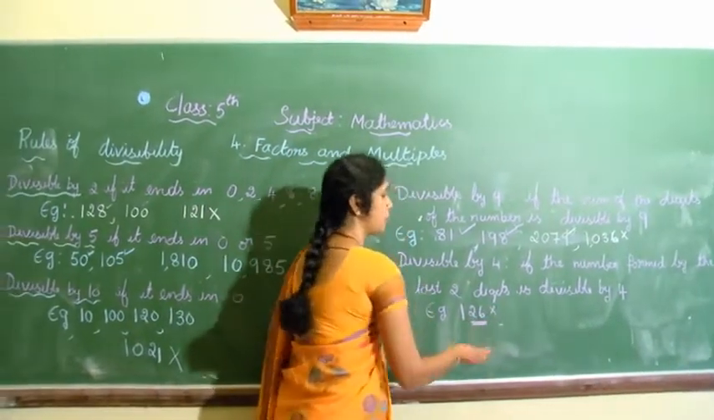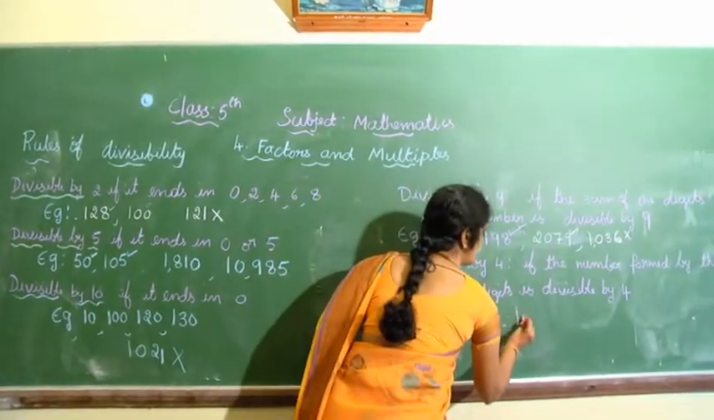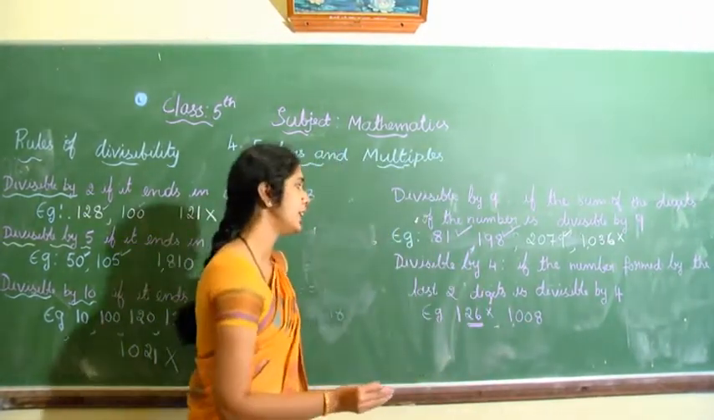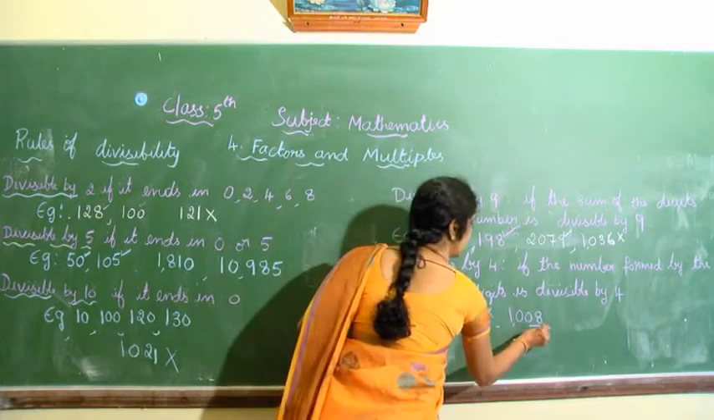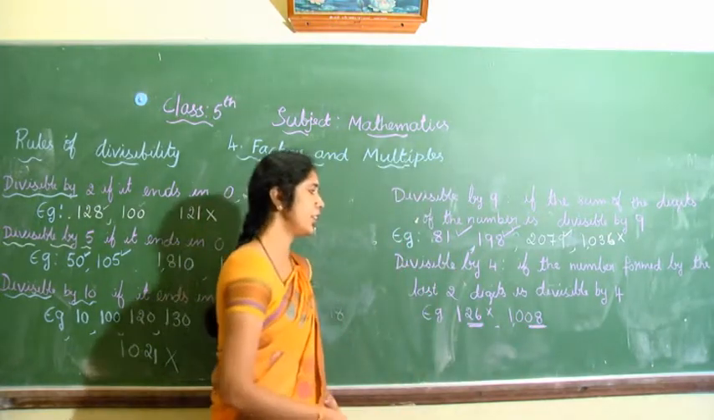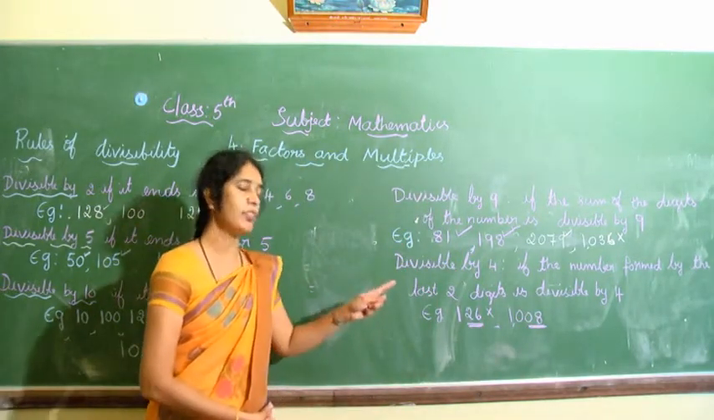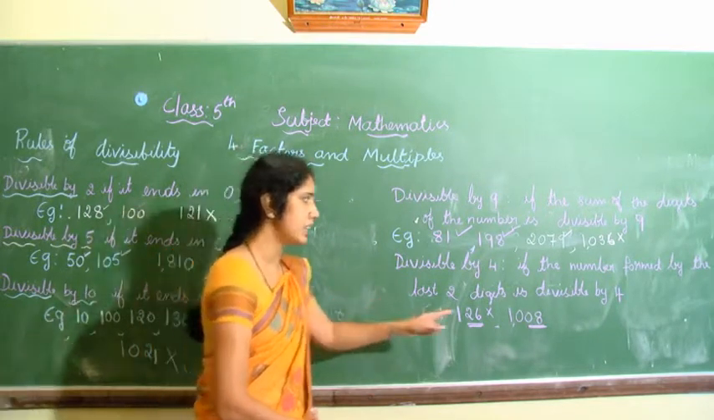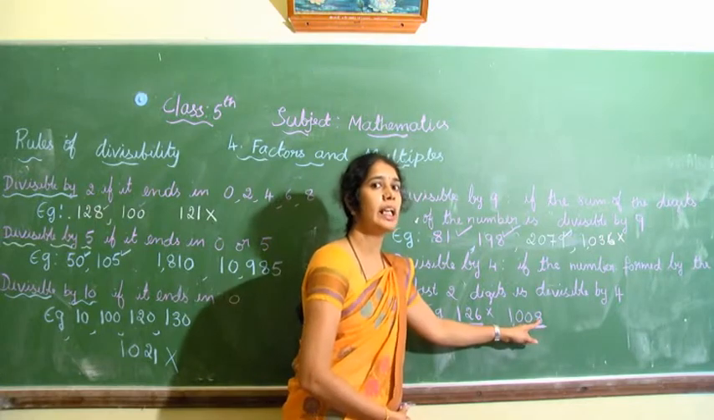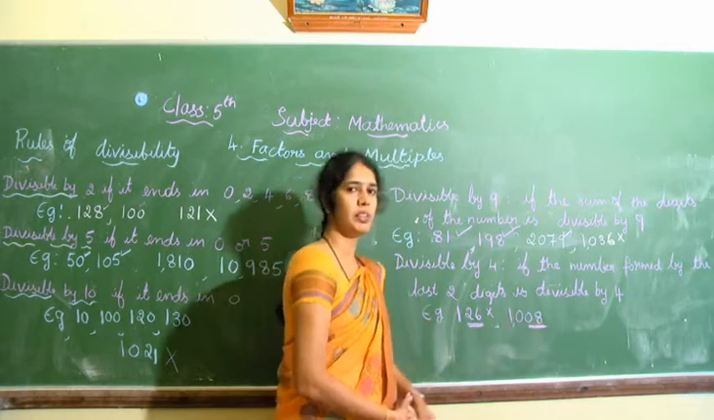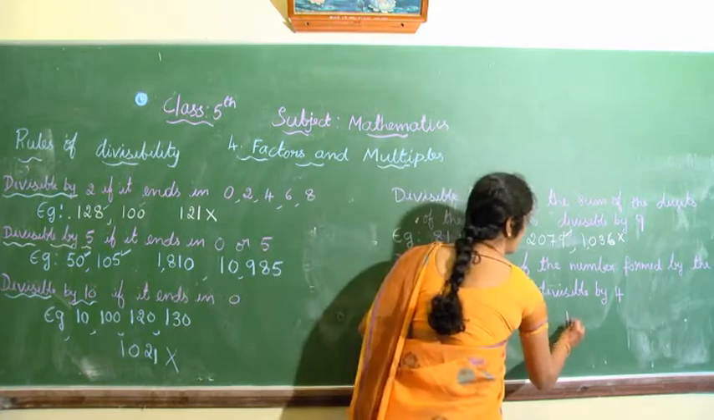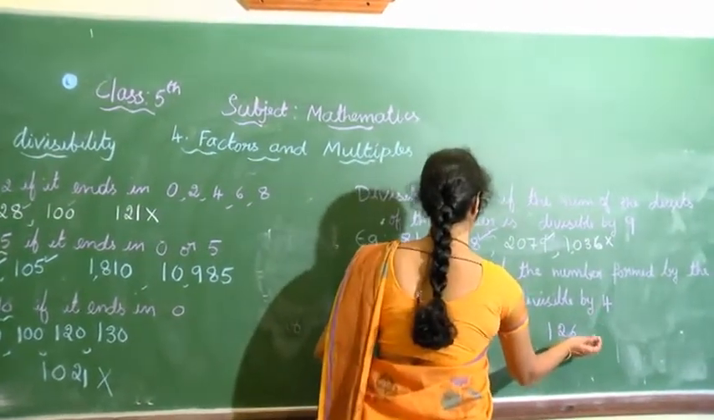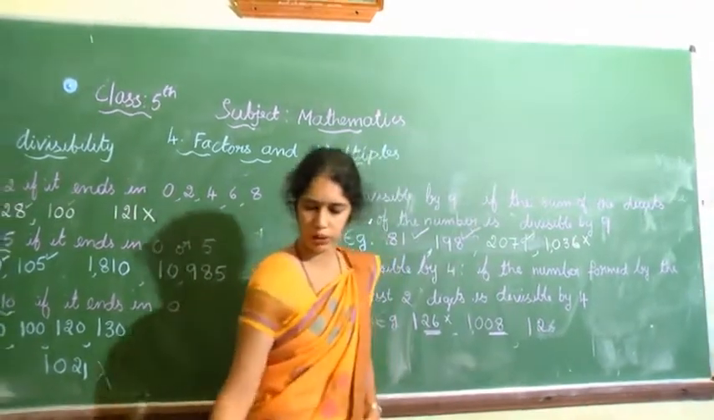One more example. 1008. Which are the last two digits? 0, 8. Is it divisible by 4? Yes, 4 2s are 8. So it is divisible. And one more, 126. Sorry, same number we have to take.